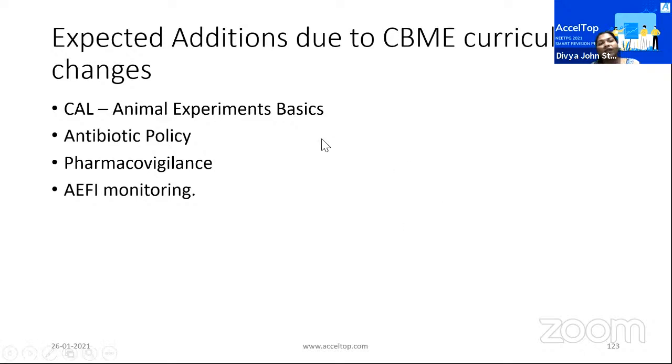And expected additions is your CAL, computer-assisted learning, we have experiments on animals that are shown as software or computer-based learning. So those could be asked, concepts regarding that could be asked. Antibiotic policy, pharmacovigilance, and with COVID situation, we've been doing vaccination and everything. So your adverse effects or adverse events following immunization could be asked. Okay, so just have a quick view of all these if time permits.